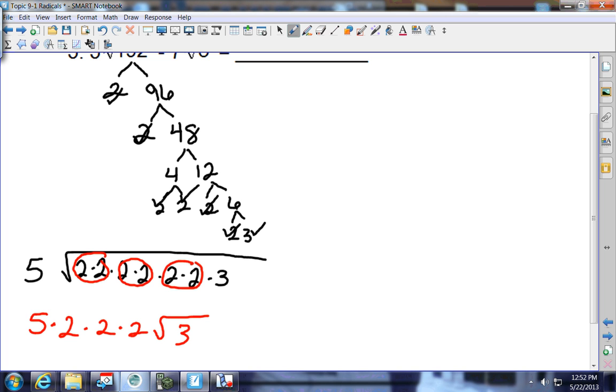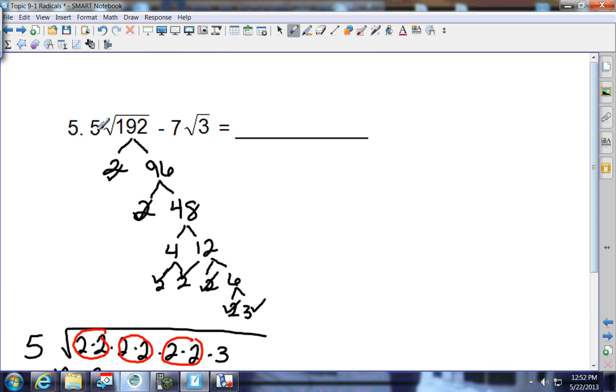3. Now, you need to multiply these numbers together. 5 times 2 is 10. 10 times 2, 20. 20 times 2, 40. Okay, so this becomes 40 square root of 3. Oh, it is. All right, so this is actually 40 square root of 3.